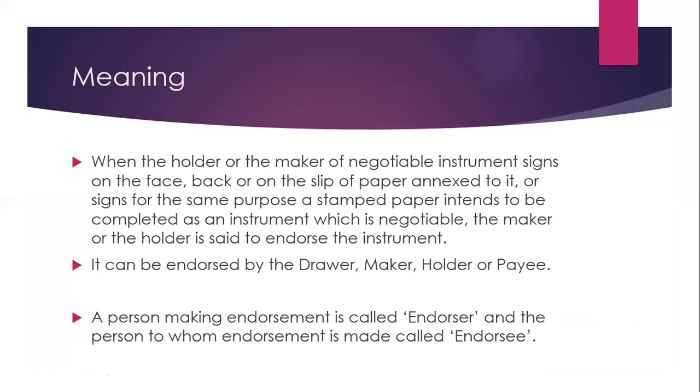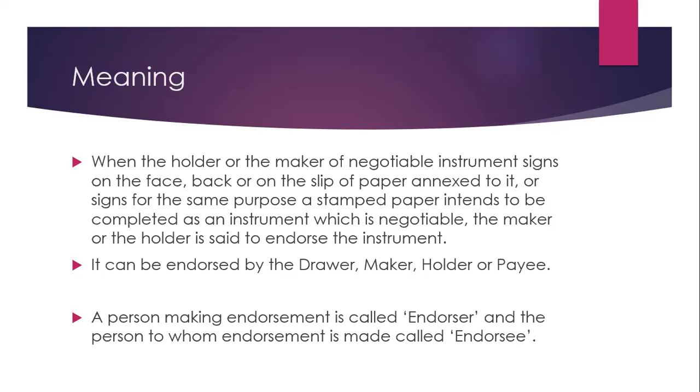So let's take up the meaning. When the holder or the maker of any negotiable instrument signs on the face, back, or on a separate slip of paper, or signs the same on a stamped paper intended to be completed as a negotiable instrument, the maker is said to be endorsing the instrument. The negotiable instrument can be endorsed by the drawer, maker, holder, or payee of the instrument.